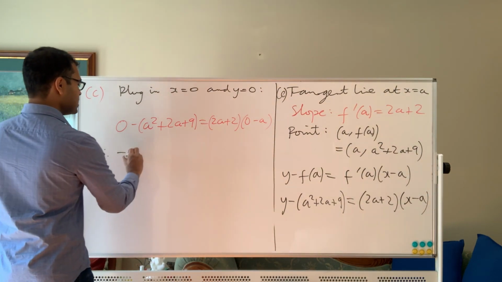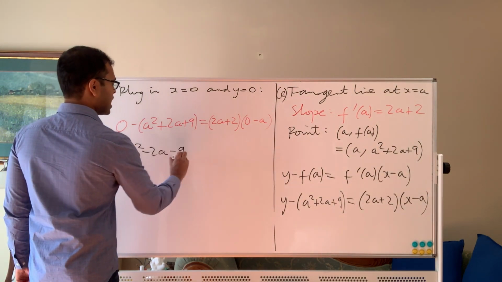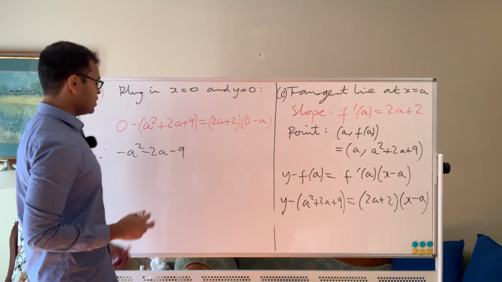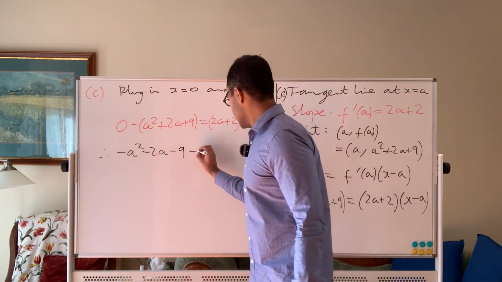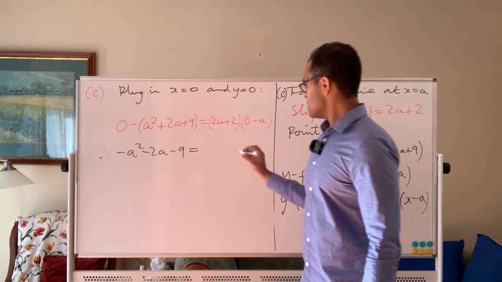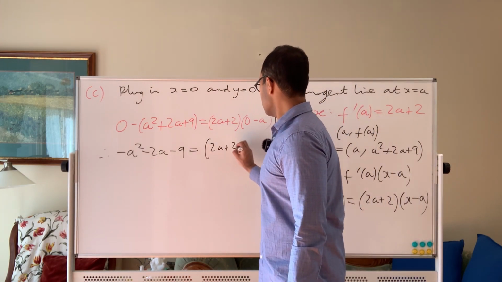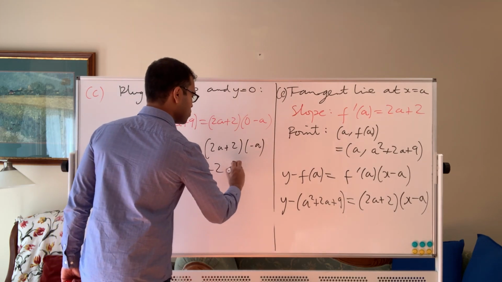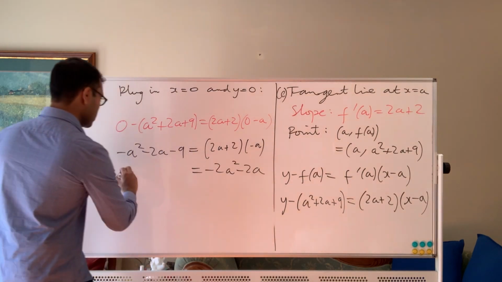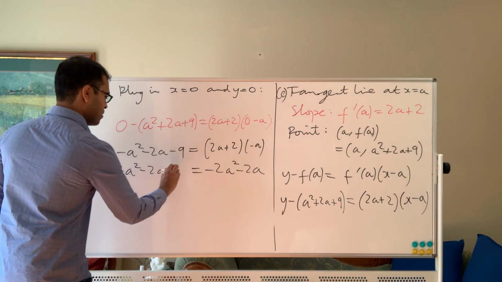So how do we solve for a? We're going to get minus a squared minus 2a minus 9. Don't forget to distribute the minus signs in the parentheses. Anyone can make that mistake, so don't worry if you've made it, but just practice. So 2a plus 2 times minus a is going to equal minus 2a squared minus 2a. So that's going to be minus a squared minus 2a minus 9.